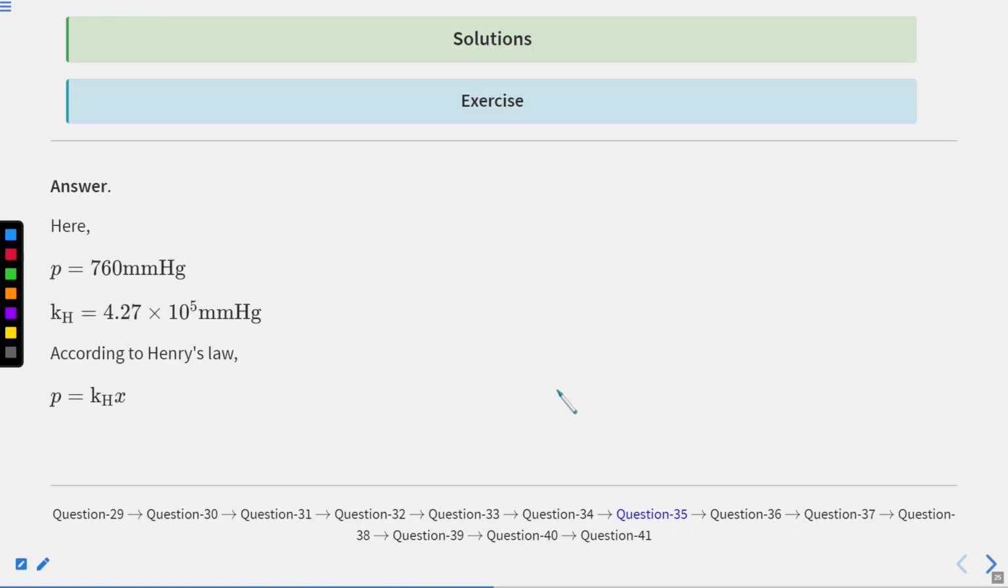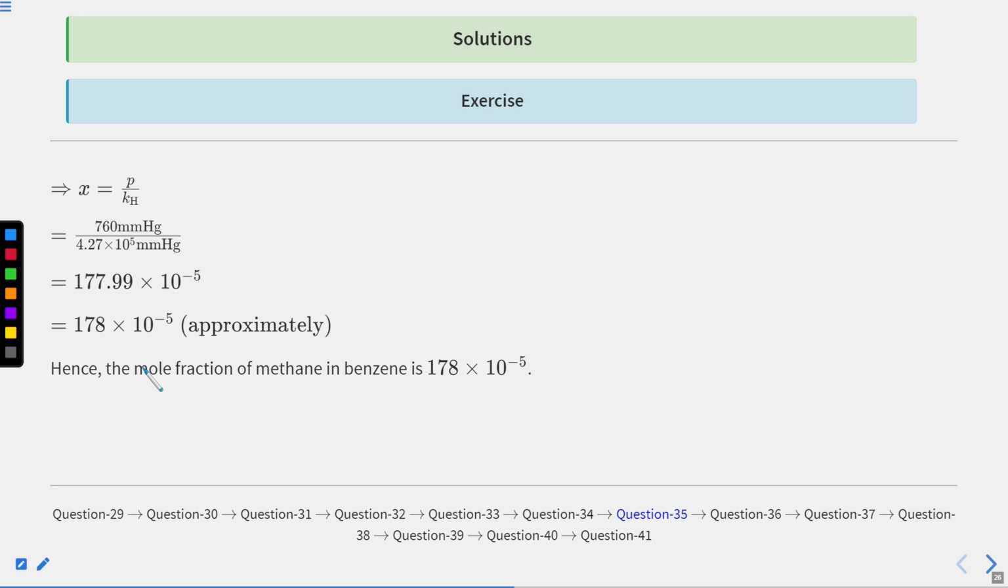Next question. So let us see the solution. P is equal to 760 mmHg, Kh is given. We use the formula P is equal to Kh chi. Further, we use it to calculate chi, which is equal to 178 into 10 to the power minus 5. Therefore, the mole fraction is your solubility.